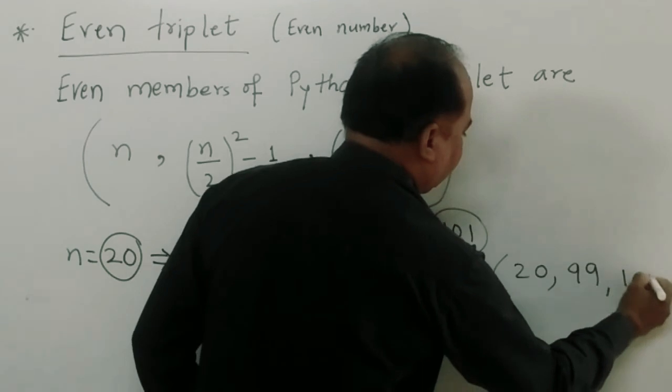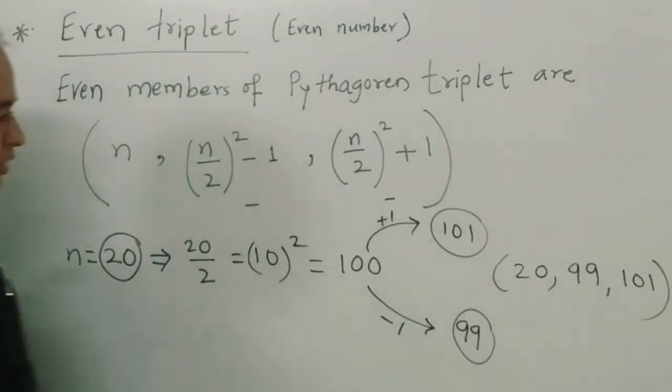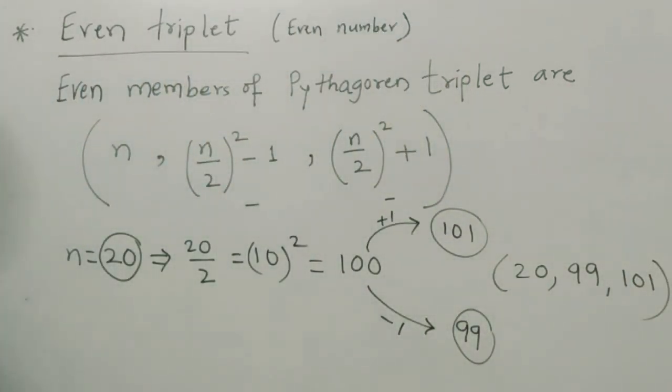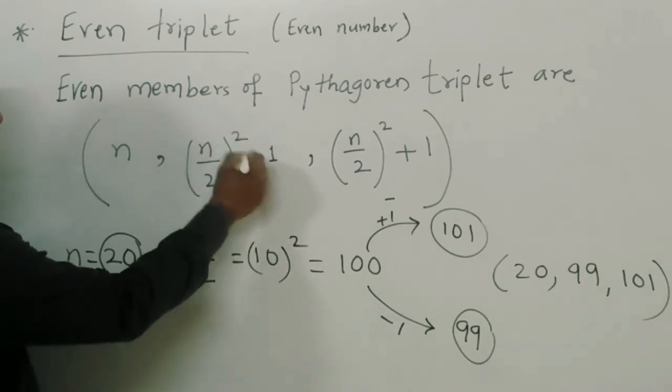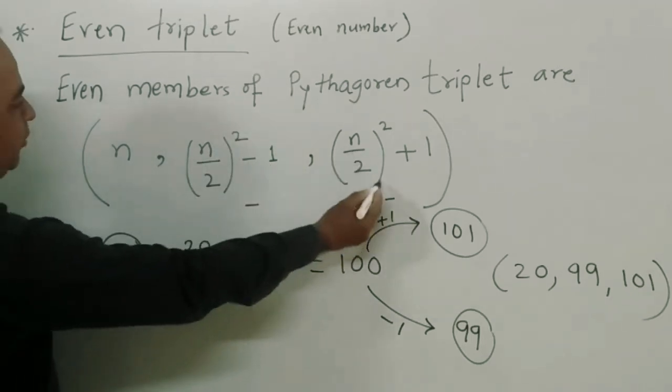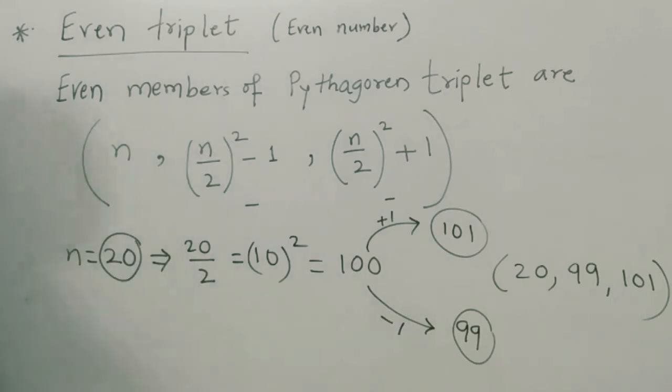99 and 101. So in this manner you can find an infinite number of even Pythagorean triplets using the formula n upon 2 bracket square minus 1 and n upon 2 bracket square plus 1.